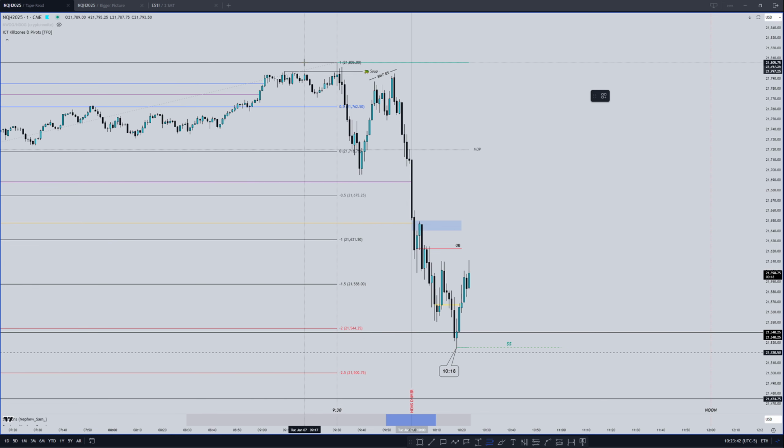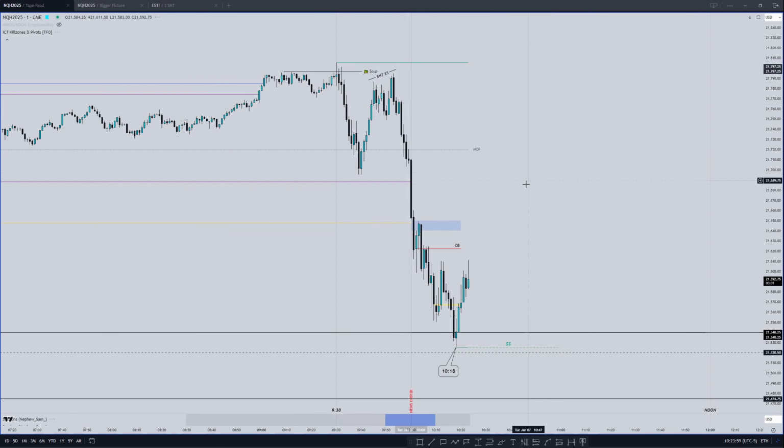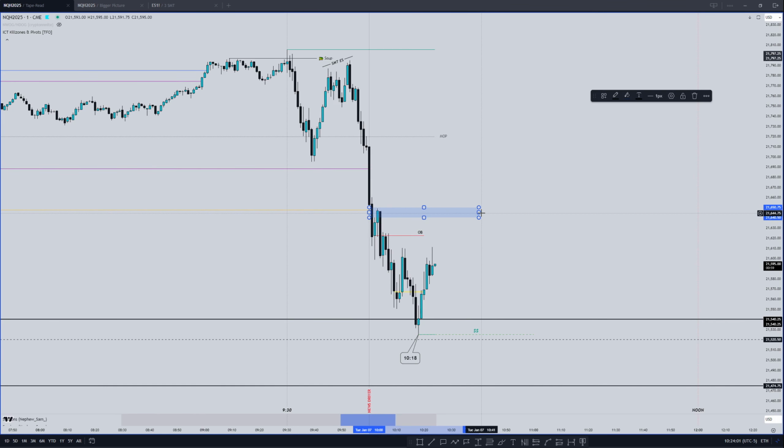You can also take the 5 minute manipulation leg. And there. Even if you drew it from here too, that's fine. But it's good to study. You don't have to use something in the beginning. It's best if you want to test something out, just play around with it each day until it makes sense. Once it makes sense, then you can start to implement it into demo trading.